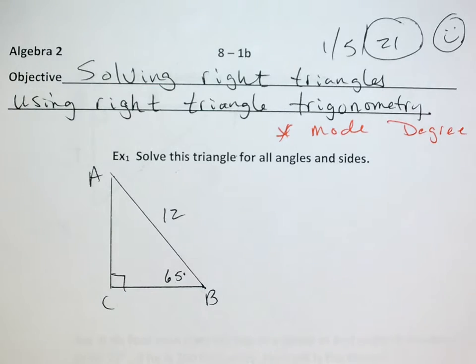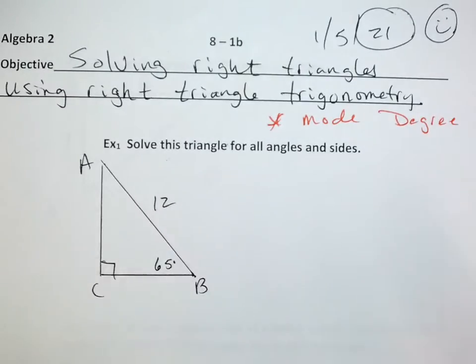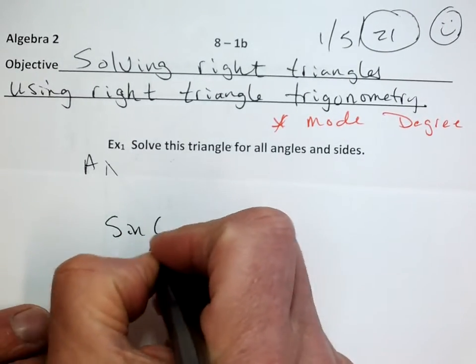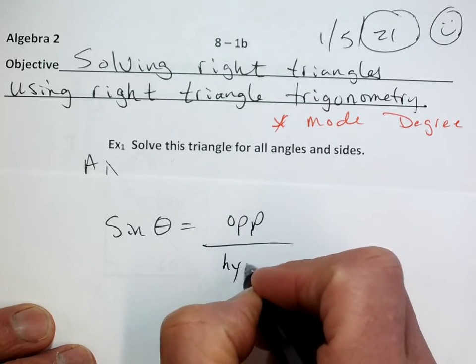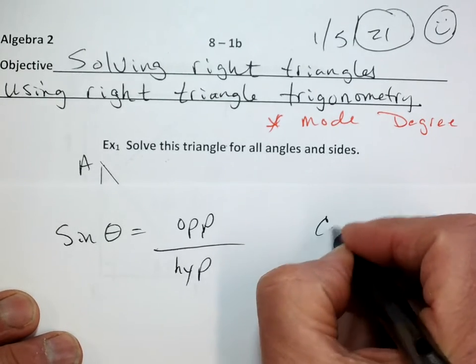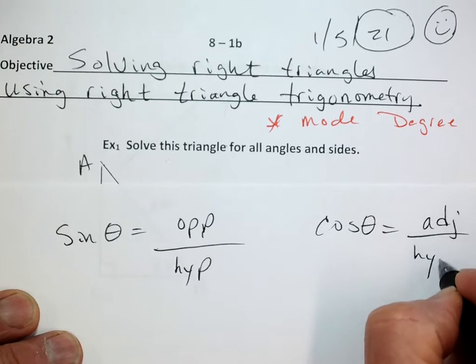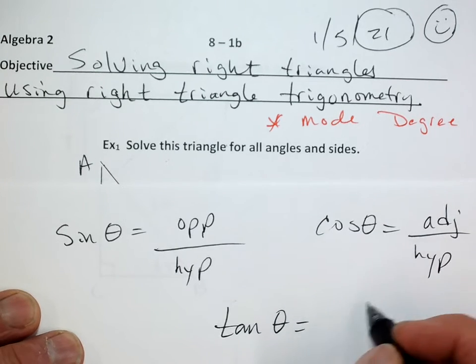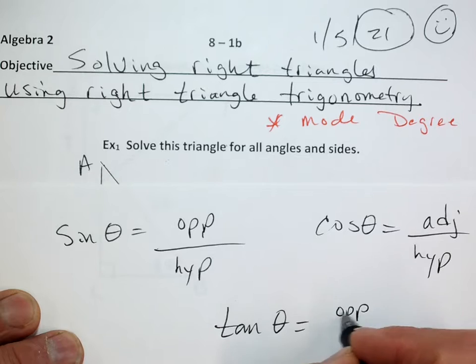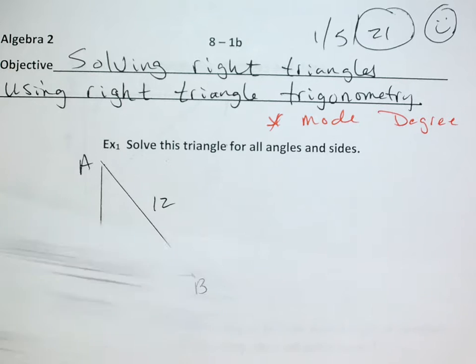Let's real quickly go back and write down what we looked at yesterday. We know that sine of any angle is always equal to the opposite side over the hypotenuse. Cosine of any angle is equal to the adjacent side over the hypotenuse, and tangent of an angle is always equal to opposite over adjacent. Take a look at those three and how to solve our first triangle.